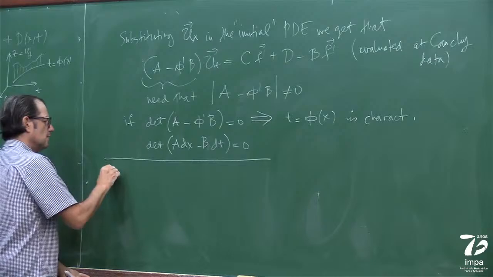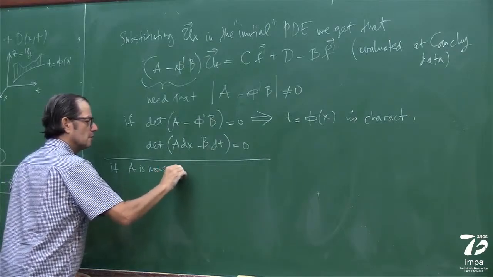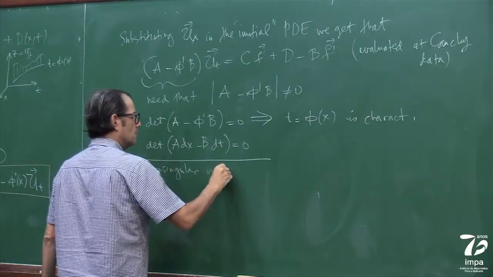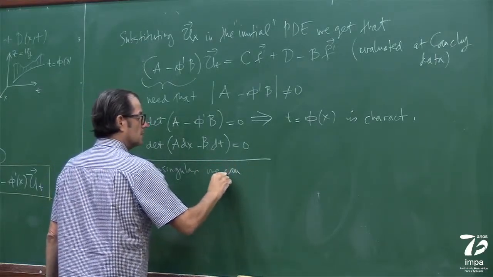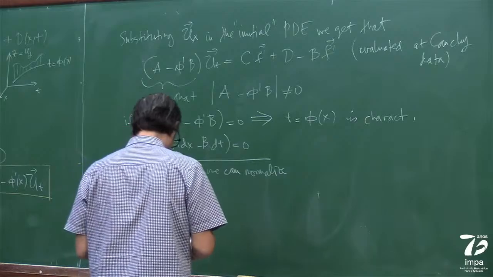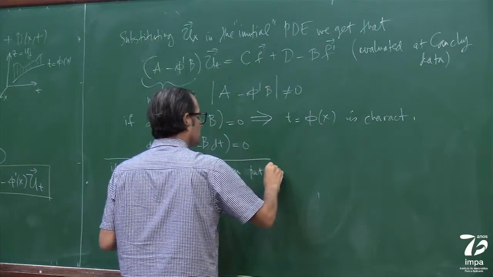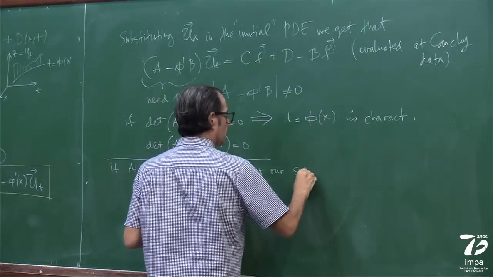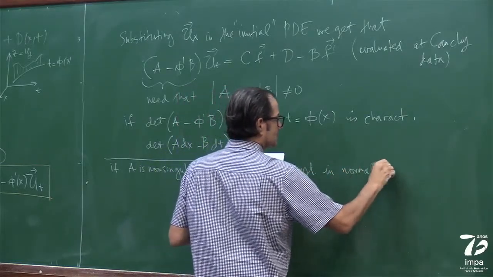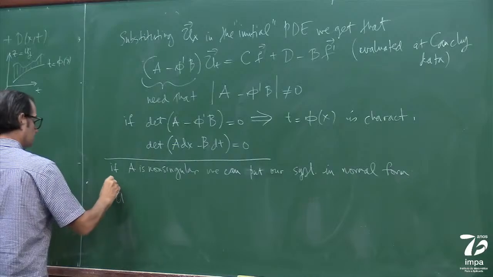Now, say if A is non-singular, we can sort of normalize our system, or put it in normal form, that's better. We can put our system in normal form, writing it like this.